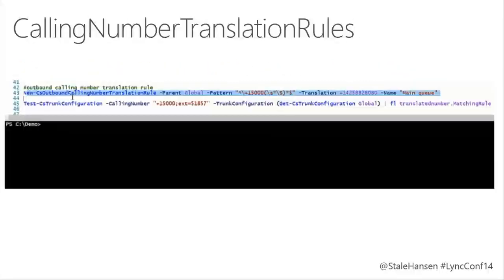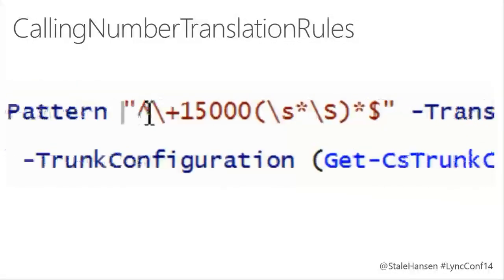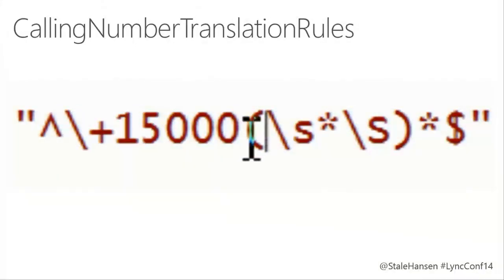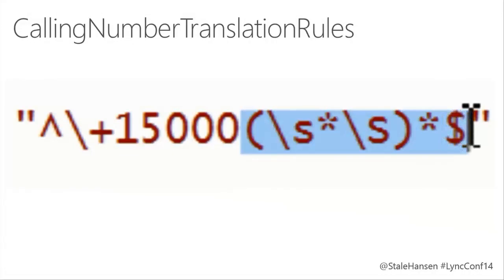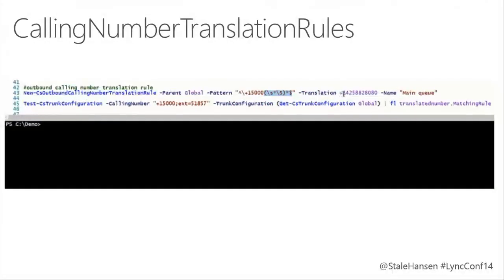And you can, of course, create this using PowerShell with the new trunk configuration. And you have also adding the plus 1500. And you can remove the extension using this format in regex. So it's quite easy to normalize it to the correct number.